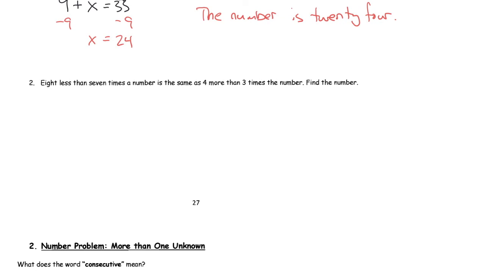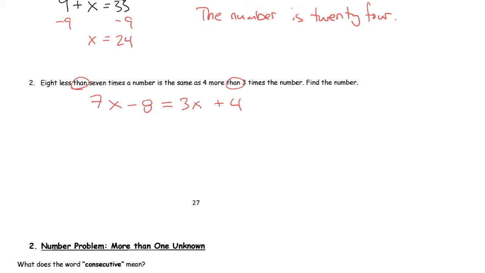Okay, this question says 8 less than 7 times a number. Remember that then is switching the order. So 8 less, I'm going to subtract 8 from 7 times a number. So that's going to be 7 times x minus 8, and that's equal to 4 more than, okay, here we go, 4 more than, we're going to add 4 to something, but we're going to switch the order here, 3 times the number. Okay, so we're going to find the number. So there we go. It took us a little bit to get that.